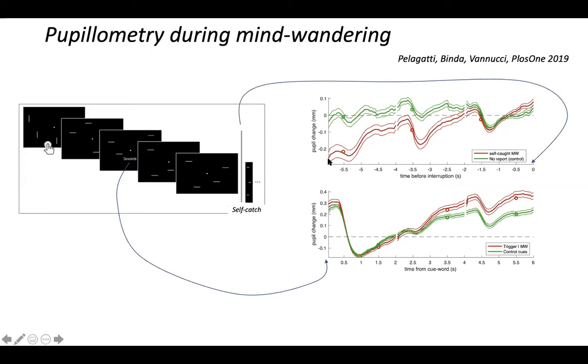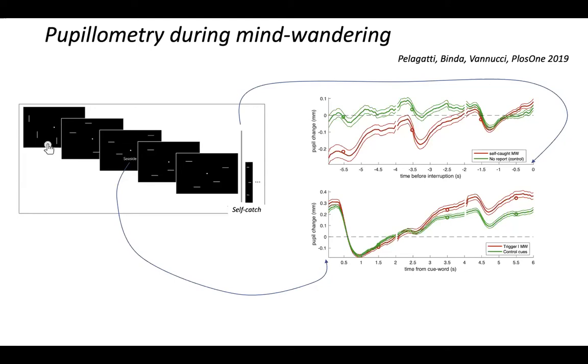And similarly, we also found a progressive pupil dilation that led up to a self-caught interruption, where people reported being mind-wandering. And this was very pronounced compared to the relatively stable pupil recordings that we saw at control time points. So basically, these are the time points after a self-interruption when people had just restarted the task, and so they were very likely to be focusing on the task.